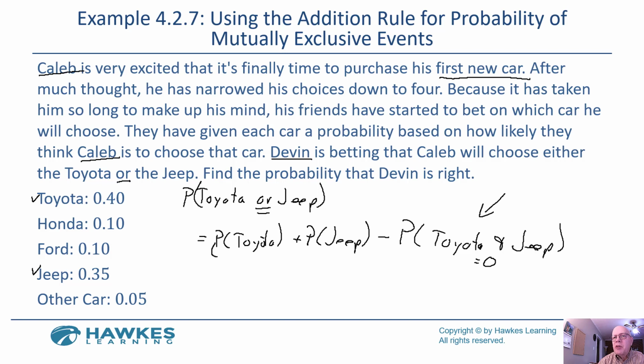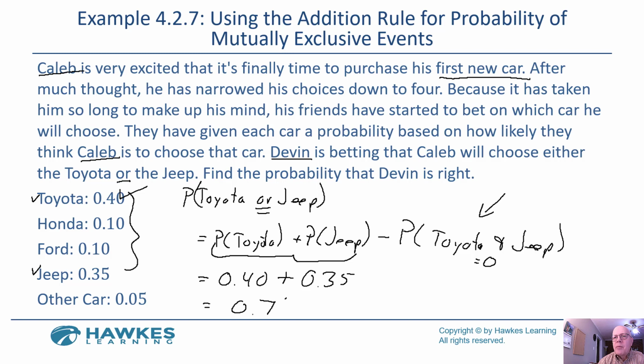So all we have to do is get those probabilities, and they're given to us right here. So the probability for the Toyota is 0.40 right there. The probability for the Jeep is down here, 0.35. Add those together, and we have the probability that he'll choose a Toyota or a Jeep. Devin's going to be right 75% of the time.